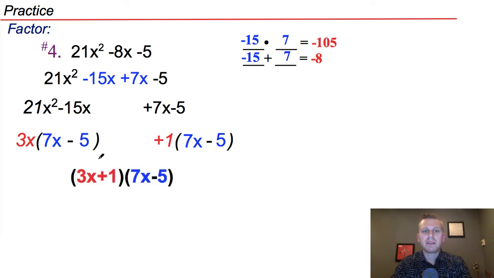If I want to check my solution, I can simply double distribute or FOIL to see if this factored form is equivalent to this standard form.